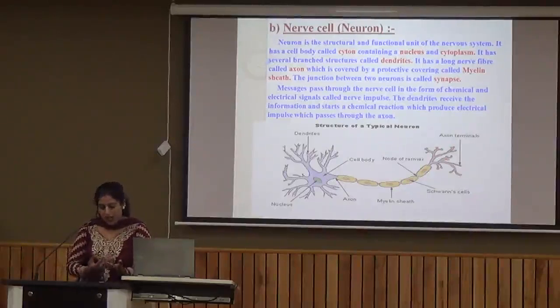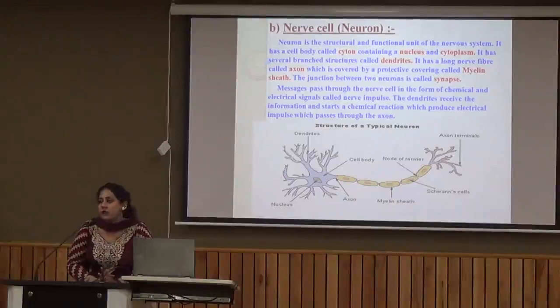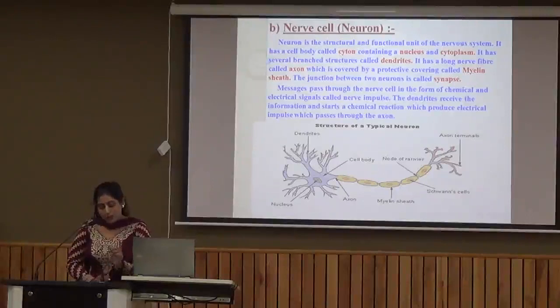Now how it works, the messages are transferred from the brain in the form of electrical signals through nerve impulses. Your nerve impulse, if we say what it is, it is simply an electrical signal. Now the brain has sent the signal. The signal in the form of electric signal will go from dendrite to the axon and then to the axon terminal.